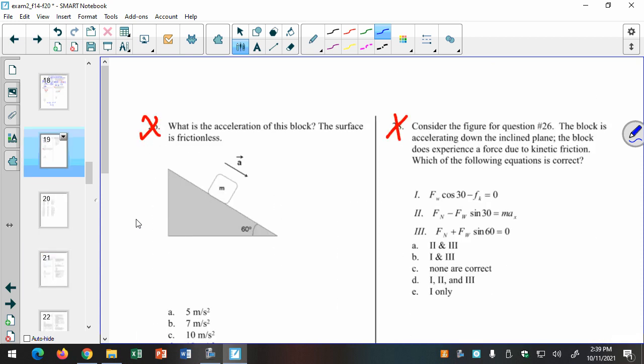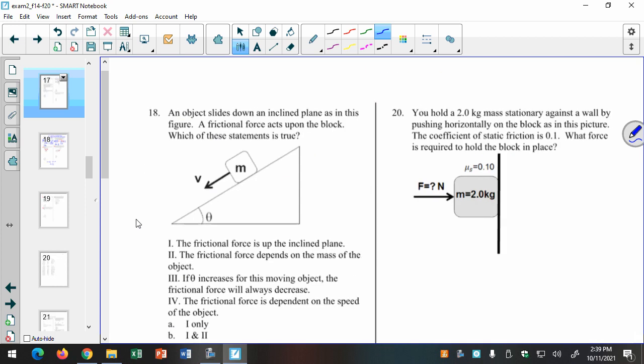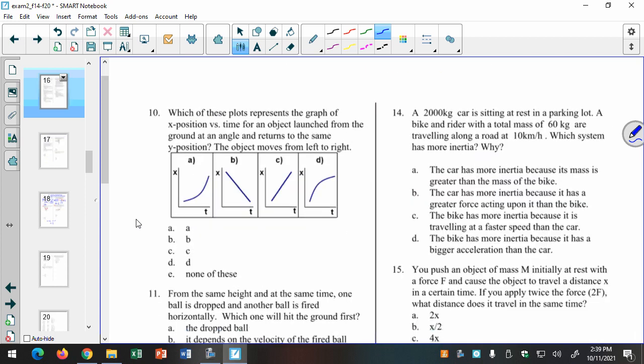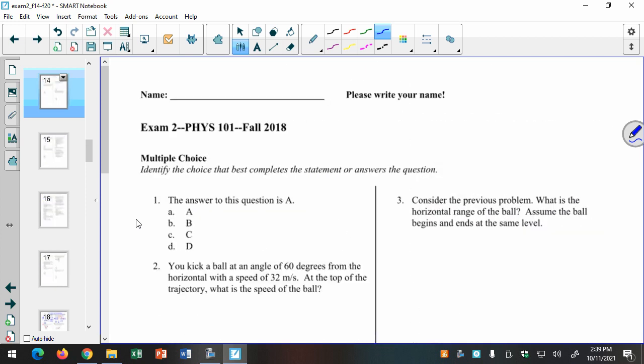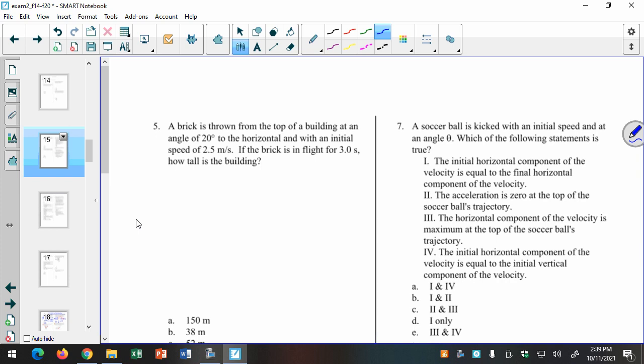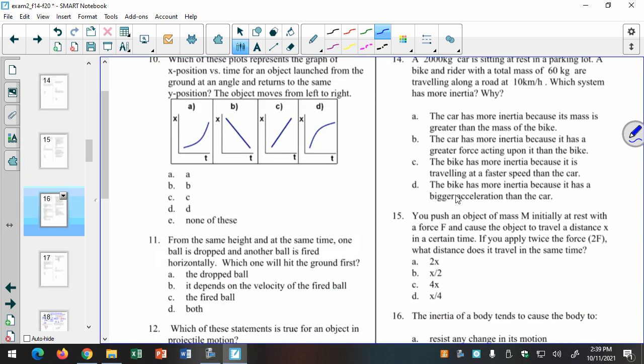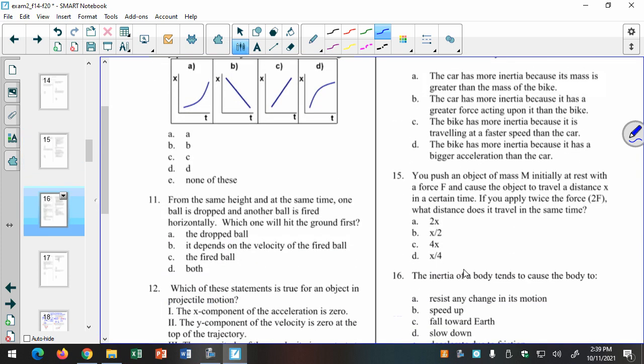Number 18? What number? This one right here? Oh, okay, yeah, this is another type of those problems. Honestly, I don't remember what the conceptual question was that you have for forces, but these come up a lot, so it could be one of these.